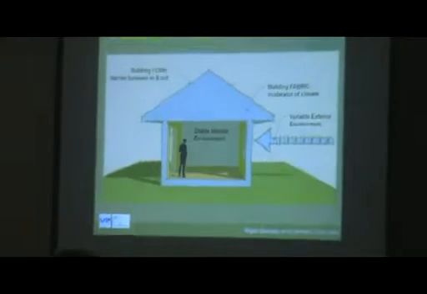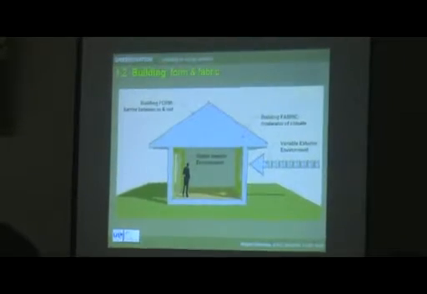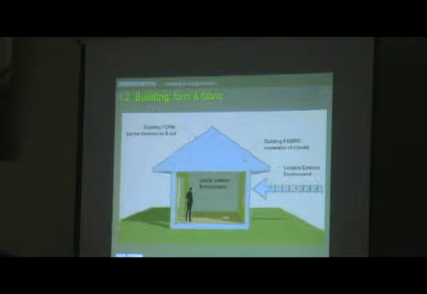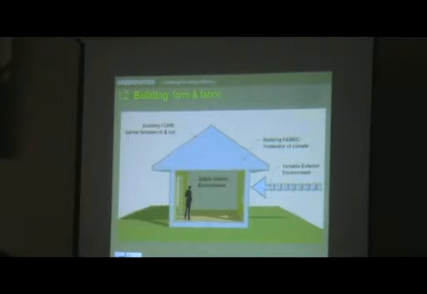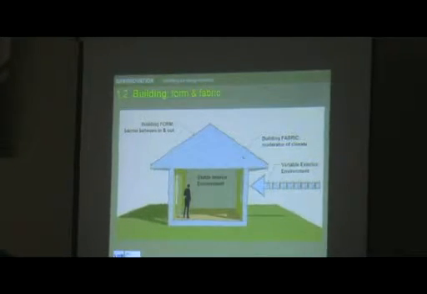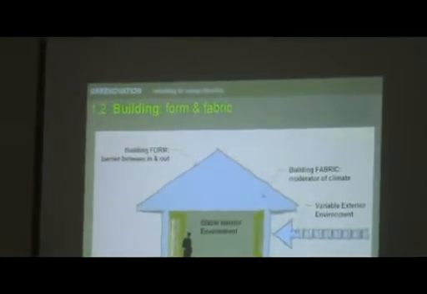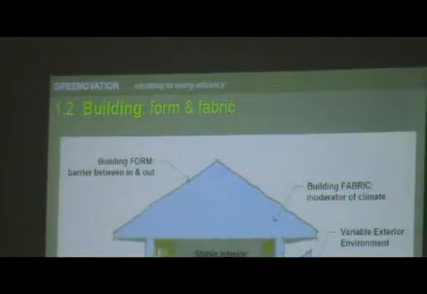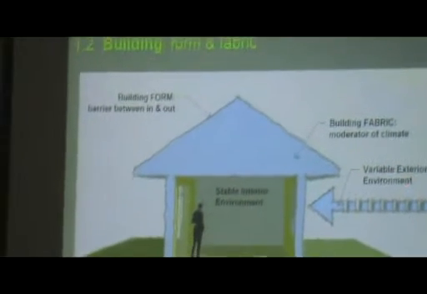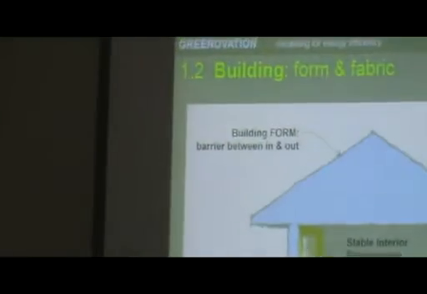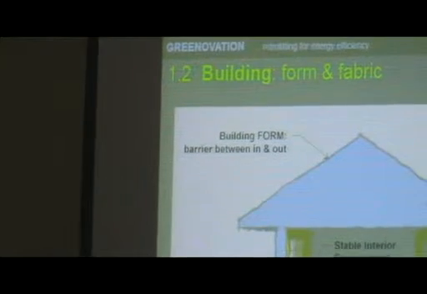Now, we go to the building. There is a function for the building, and this is important for retrofitting. In a site, we have a variable exterior environment. The environment outside could be hot, could be cold, could be wet. And yet, we want to achieve inside a stable interior environment. So the function of the building envelope is that barrier between the outside variable environment and the inside stable environment we want to create.